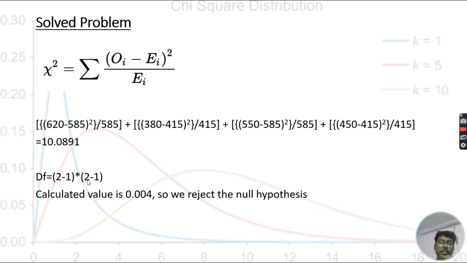So for 1 degree of freedom and 95% level of significance, the table chi-square value is 0.004, which I have shown you here. It is much lesser than the calculated value of the chi-square test. So that is the reason why we reject the null hypothesis and we accept the fact that the two variables are not independent of each other.